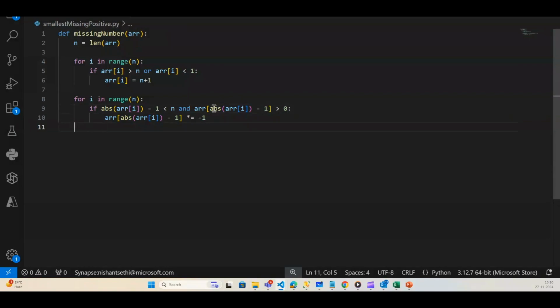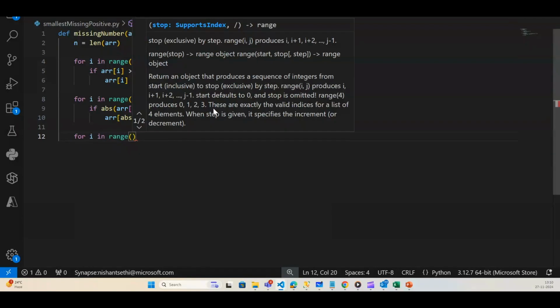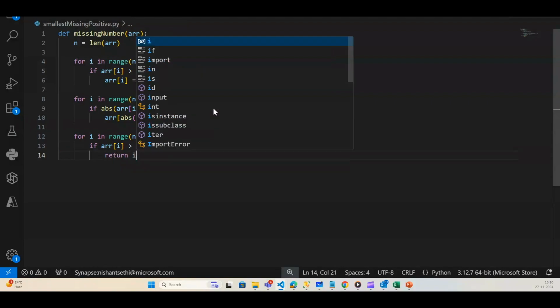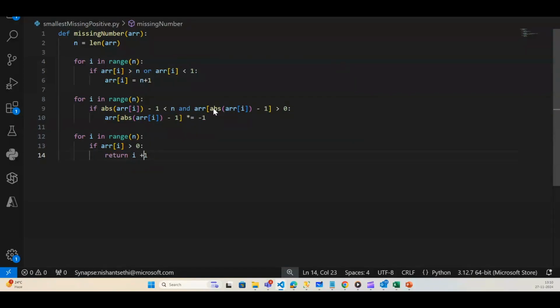Now once I'm done with this, I've updated all the elements of the array. Now I will again loop through my array, like this. And now what I will do is look for the first positive integer in this array. The moment I get that, I will return its corresponding index plus 1. And that will be my smallest positive integer missing from the original array.